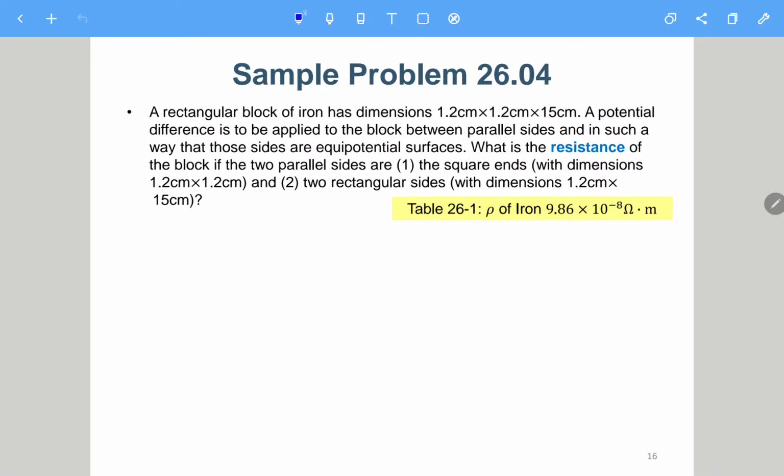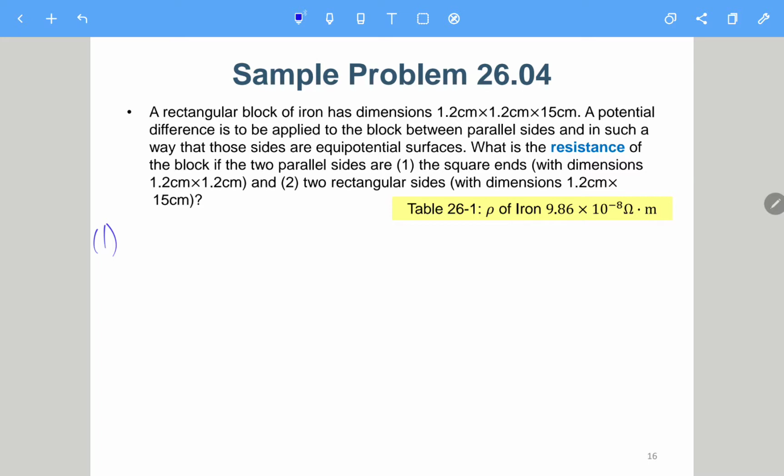Okay, so here is a sample problem. It says a rectangular block of iron has dimensions 1.2 times 1.2 times 15 centimeters. A potential difference is applied to the block between parallel sides in such a way that those sides are equipotential surfaces. What is the resistance of the block if the 2 parallel sides are the square ends? So let us do the first question.